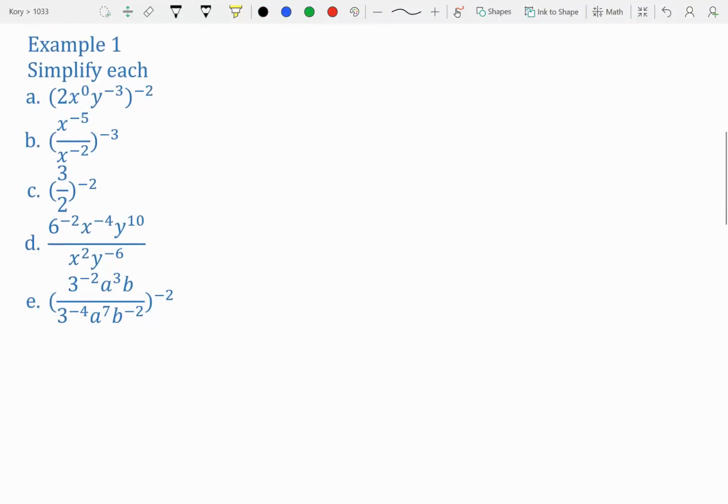So example 1, simplify each of these. Alright, let's start off with A. We have 2x to the 0 power times y to the negative third power, and that's all to the power of negative 2. Before we work with anything, we want to do order of operations, and when we have negative exponents, we can't use those yet. That comes last. We're going to flip that last. So remember, do your PEMDAS, get everything simplified, then flip the negatives.